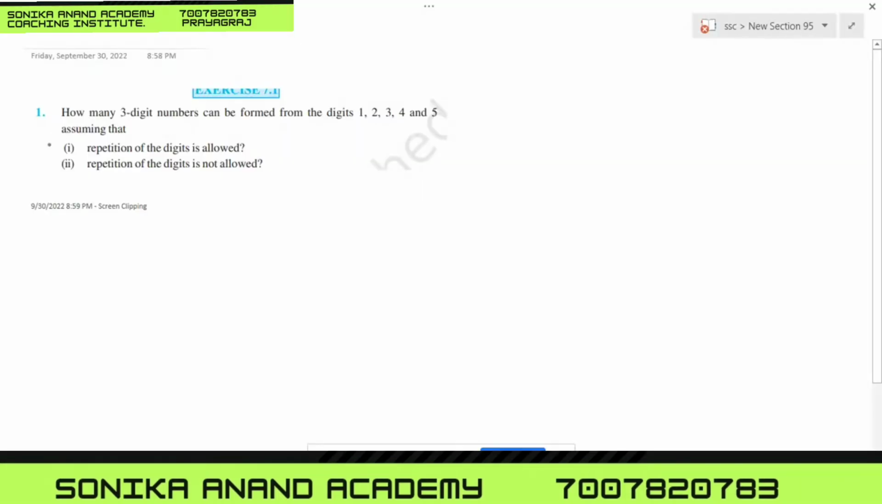What do you mean by repetition? Like the same number repeating again and again. Yeah. Now we have, for example, some blocks. Clear?